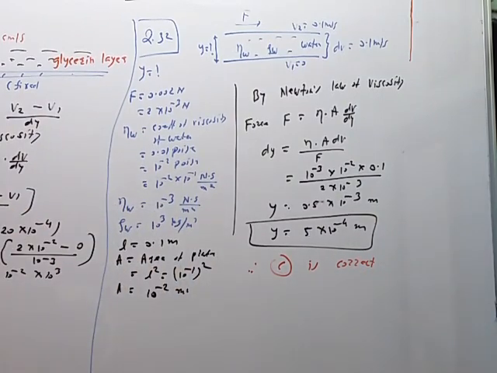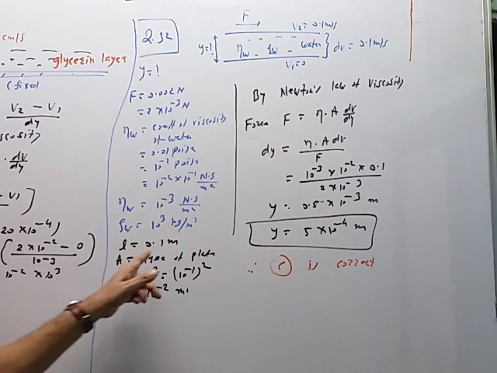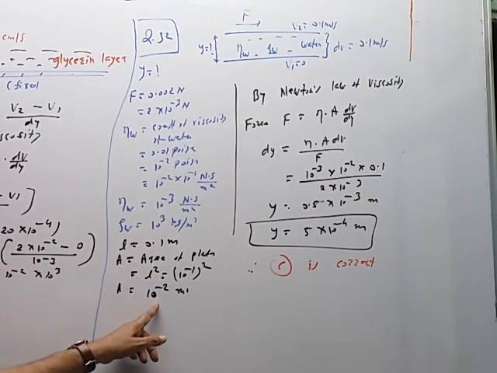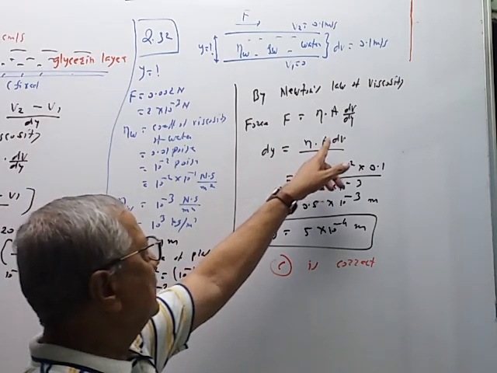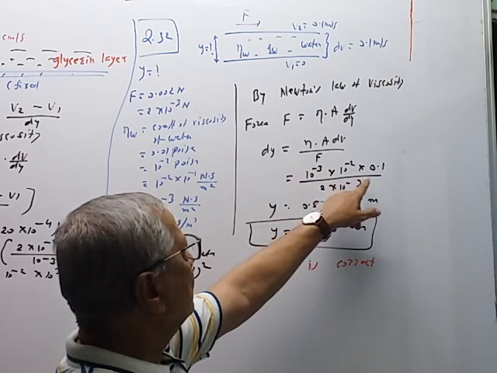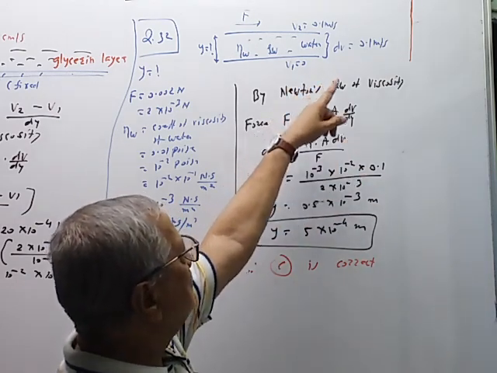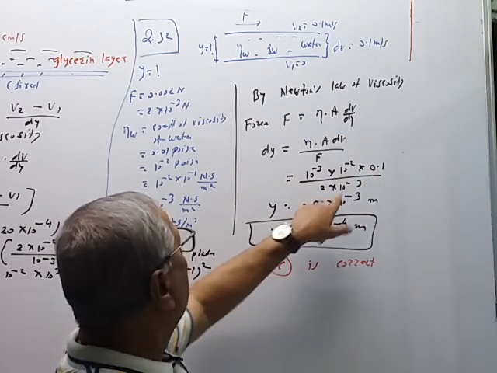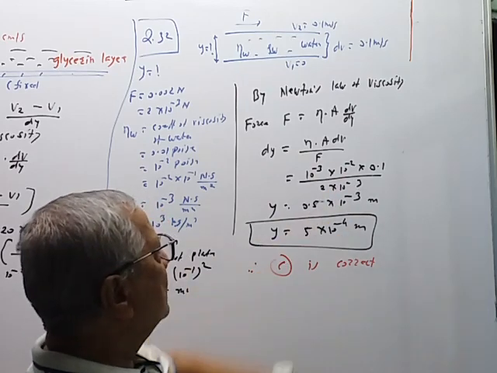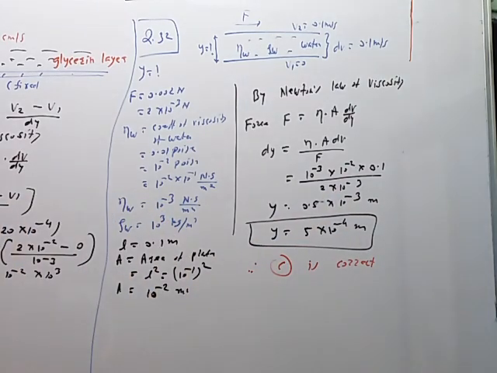C is correct. The area of the plate is not given, so each side of the square plate is 0.1. Therefore, area is equal to 10 raised to minus 2. Eta is equal to 10 raised to minus 3, all quantities in the SI system. dV is equal to 0.1 meter per second, the difference between the two velocities. And the required force is equal to 2 into 10 raised to minus 3. So this 10 raised to minus 3 will get cancelled. This is the answer. So the correct choice is C.